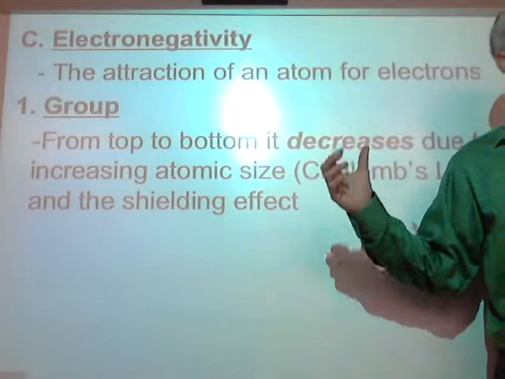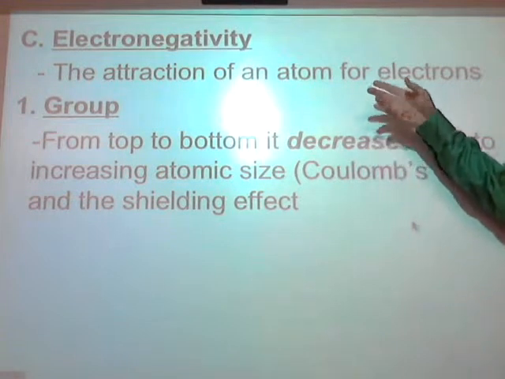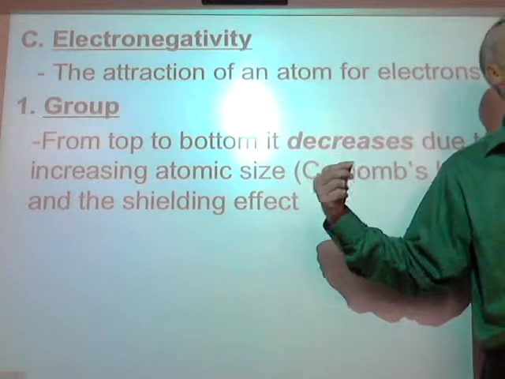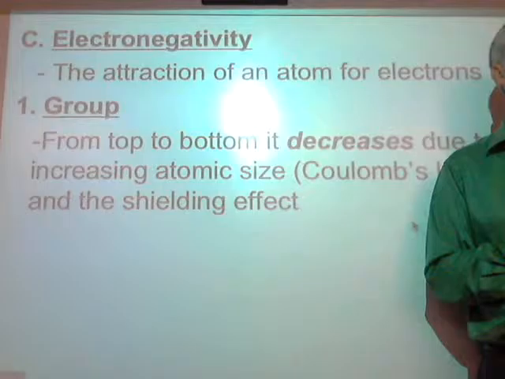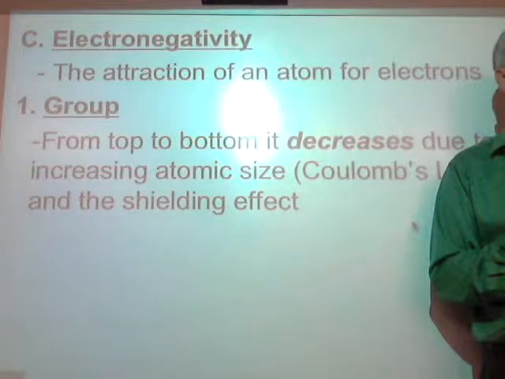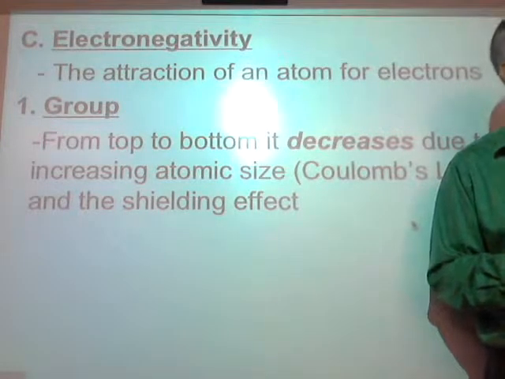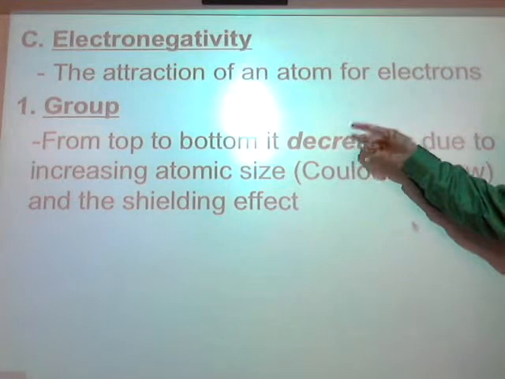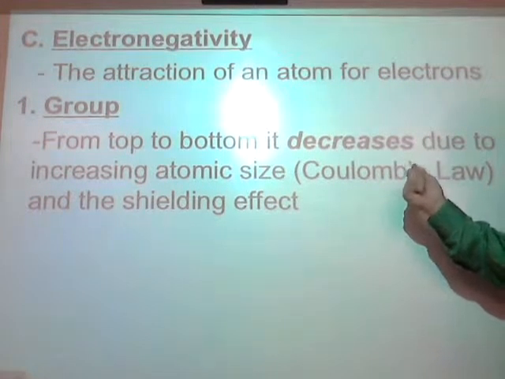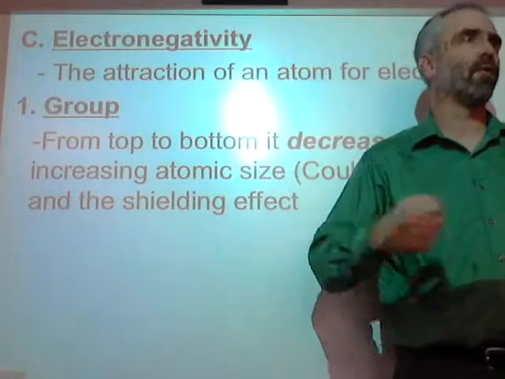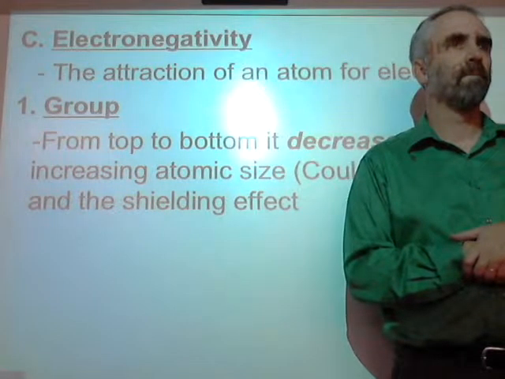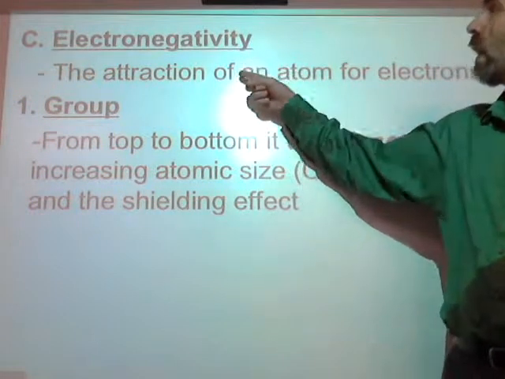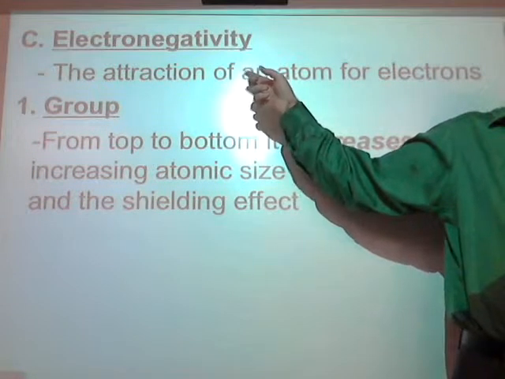Here's one from the morning class. The electronegativity from top to bottom decreases because there's less of an attraction for electrons. What's wrong with that answer? Let me rephrase it again. From top to bottom, electronegativity decreases because there's less of an attraction for electrons. What did they just do when they answered that question? They simply rephrased the definition of electronegativity.